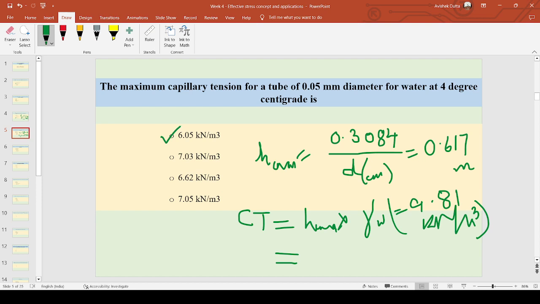So HC max equal to 0.3084 by D in centimeter will give us the maximum height of capillary action in meters. That multiplied by gamma W will give us the capillary tension for the tube of that particular diameter. I hope it was clear. Go to the next question.